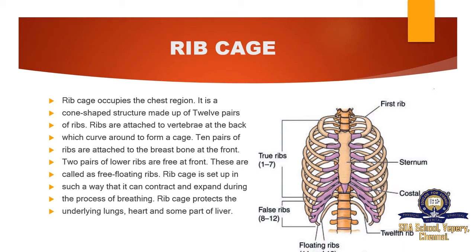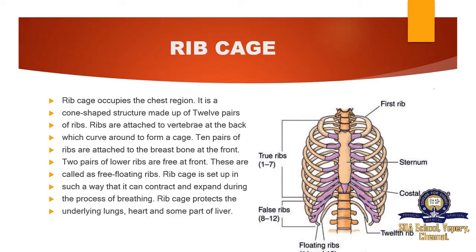A cage, you know, like birds are kept inside a cage. Like that, this rib cage acts for us. 10 pairs of ribs are attached to the breastbone at the front, to protect our chest. The remaining ribs are called free floating ribs.